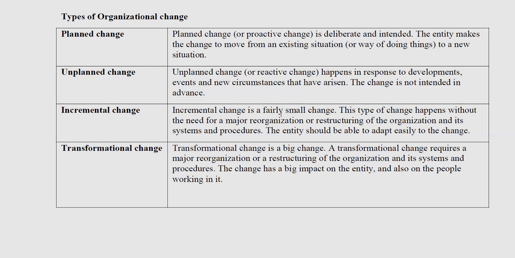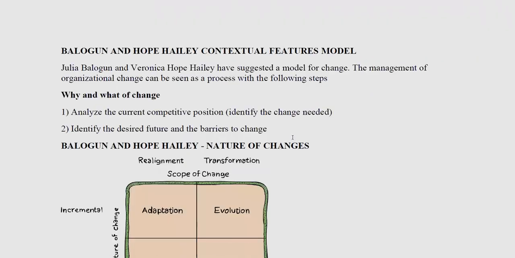So Balogun and Hailey actually came up with a contextual change model, okay, to tell us the types of change based on the end result of the change and the nature of the change. So Julia Balogun and Veronica Hope Hailey have suggested a model for change. Usually, because you can just look at changes as planned, unplanned, transformational, incremental, there's no need to know this model, but this model also helps you when you want to talk about the why and the what of change.